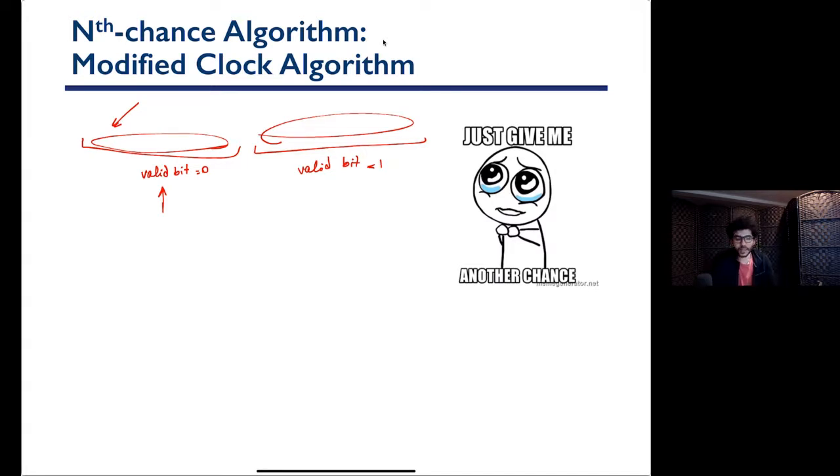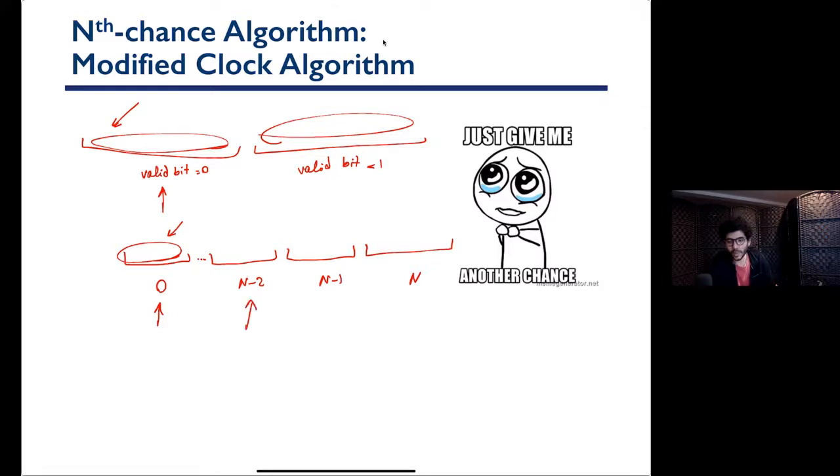Now, with the nth chance algorithm, we're going to divide pages into more groups. So we're going to divide them from n-1, n-2, and then all the way to 0, right? And then we're going to pick our victim here. Now, this is much better because we know that pages that are here, we haven't been accessing them for n different iterations, whereas someone that is here, we haven't been accessing for only 2 iterations, right?